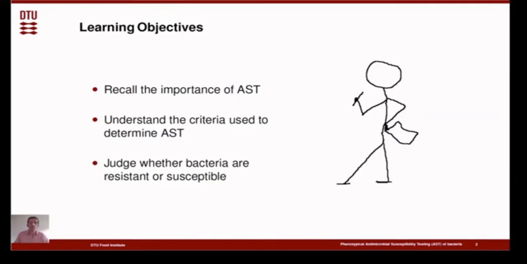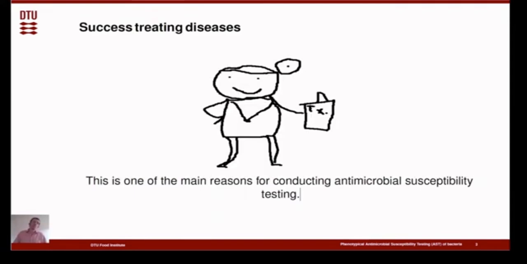Okay, so we do antimicrobial susceptibility testing because we want to be successful when we are treating a human being or an animal against a bacterial infection. So what we do with antimicrobial susceptibility testing is determine whether certain bacteria is resistant or susceptible to the treatment we are going to use to treat that human being or that animal.